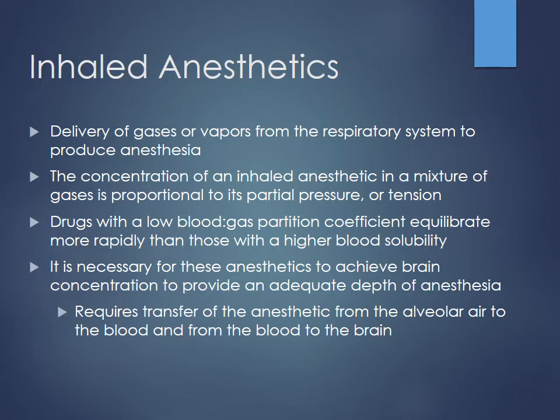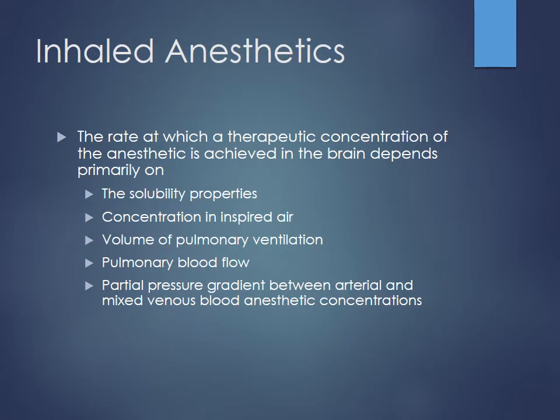But if it's necessary for the anesthetics to achieve the brain concentration, again, they need to be able to cross that blood-brain barrier very easily. It's kind of a two-stage process, and we'll look at some of those differences in just a few minutes when we look at the different drugs. So the rate at which you're going to be achieving that therapeutic concentration is going to be dependent on how fast you can get it to the brain, as I mentioned.